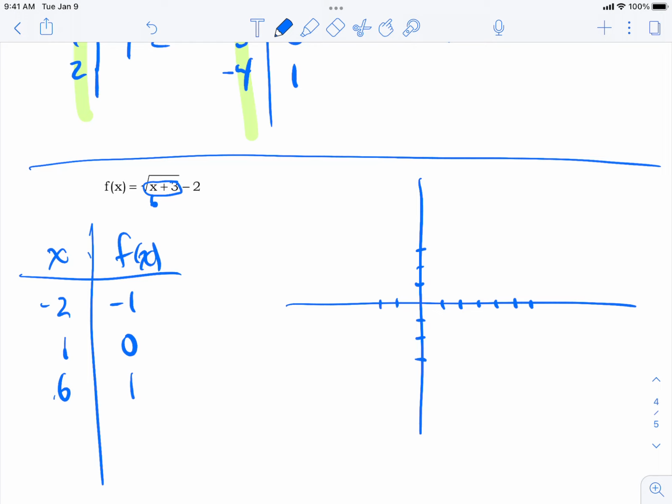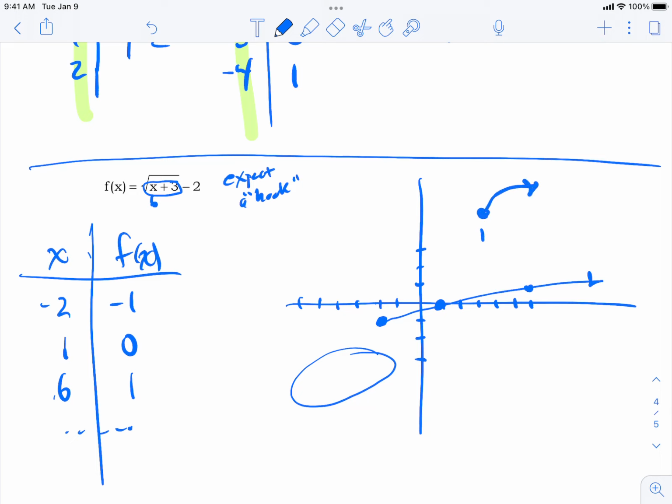So when x was negative 2, I was at negative 1. When x was 1, I was at 0. When x was 6, I was at 1. Okay. Now what am I expecting? I'm expecting a hook shape, remember? I know that if I keep plugging in bigger values, I'm going to keep going that way. So let me just kind of do this. But remember, the square root function tends to have a definite starting point, right? Let's make sure we find that starting point, which means I should be plugging in some smaller values for x. So let's put some smaller values in.